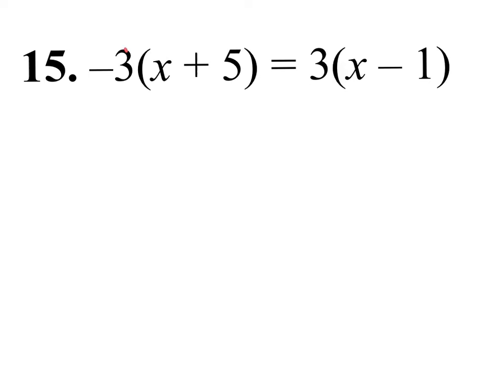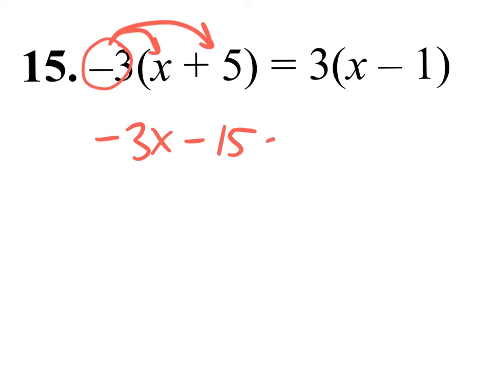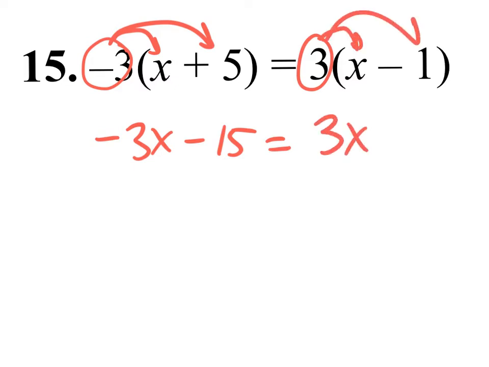So we obviously have some distributive property. Take that negative 3, distribute it. Negative 3 times x is negative 3x. Negative 3 times positive 5 is negative 15. Bring down the equal sign. Distribute now the right side. Simplify the right side. 3 times x is 3x. 3 times negative 1 is negative 3. And that's about it, right? There's nothing to do on the left side of the equal sign. There's nothing to do on the right side of the equal sign.